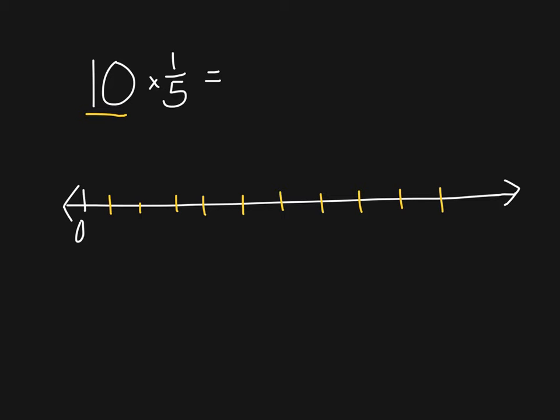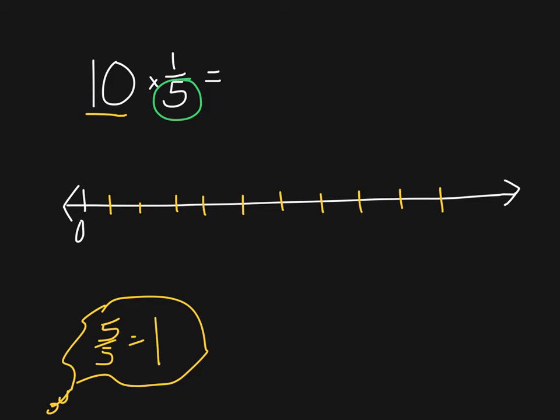Now I know that since I'm working with fifths, that is my unit, that 5/5. So I'm thinking in my head, here's my little thought bubble, 5/5 is equal to 1 whole. So to find out where my 1 whole is, I need to make a group of 5. So 1, 2, 3, 4, 5. This would be my 1 whole.